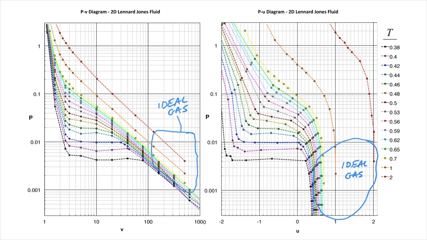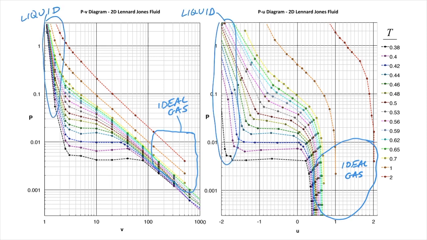Here, internal energy is independent of pressure or volume, since the molecules are already so far apart they remain non-interacting as they get closer or further away from each other. In this region, the fluid also obeys the ideal gas law.